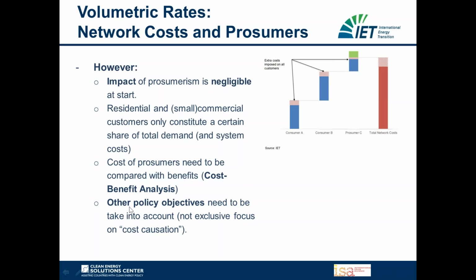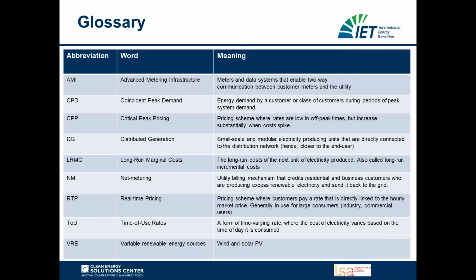And as I mentioned before, other policy objectives which are not directly related to the cost causation, for instance, energy efficiency measures, customer protection, transparency, they should always also be taken into account, so you find the right balance of the various objectives that are related to rate design. Here again, the glossary we already presented at the last session. So in case some of the acronyms, abbreviations are used, you always know what we're talking about.